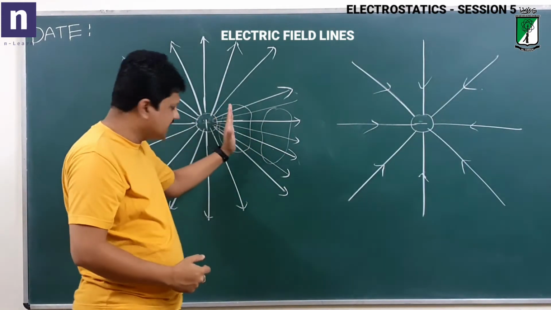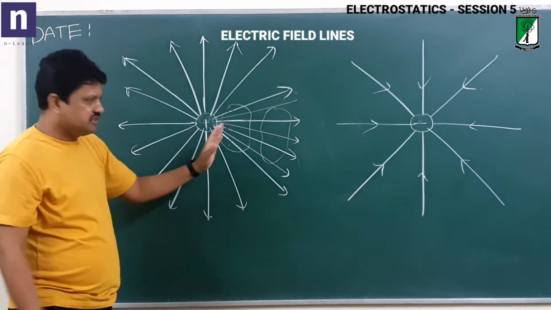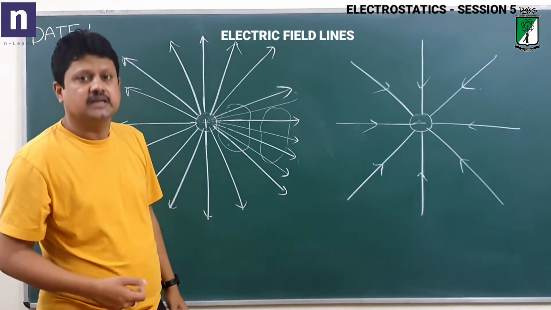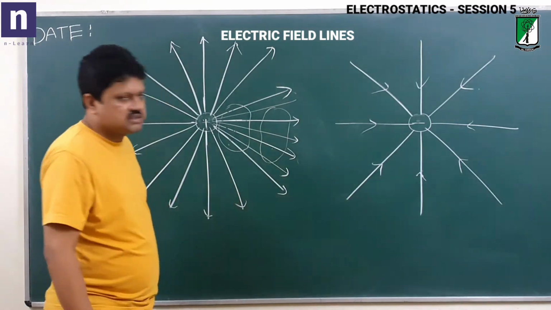If you consider a unit area perpendicular to the field lines, here or here or here, in whichever place you find more number of field lines passing through the unit area, normal to it, there the field will be stronger, we can say. So that is electric field lines.